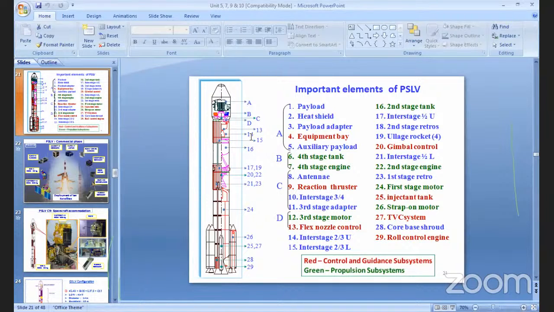From here onwards, 14 and 15 are the interstage, lower and upper. 16 is the 2nd stage tank, this area. And 17 is the interstage of the upper unit. One is the 2nd stage retros, somewhere here. It was missed somewhere in some area.